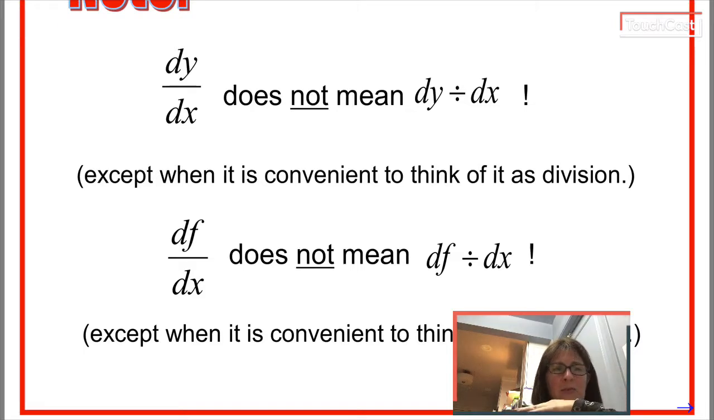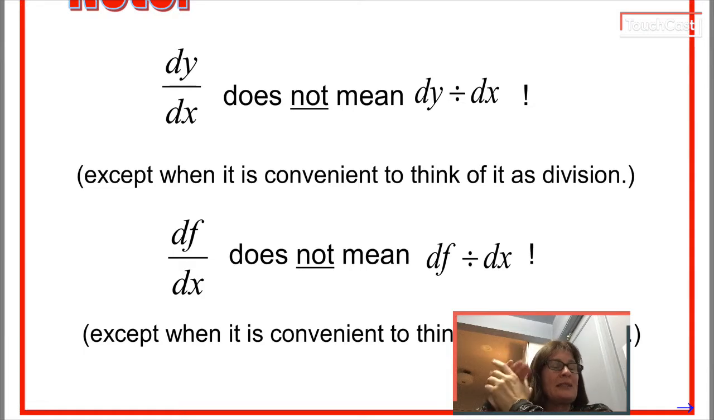It's written with a fraction bar. There's going to be special cases in the future where we might be able to treat it like division, but really what that bar means here is separating, well, definitely to make us recall this idea of slope, change in y over change in x. Now, infinitesimally small change in y over infinitesimally small change in x.